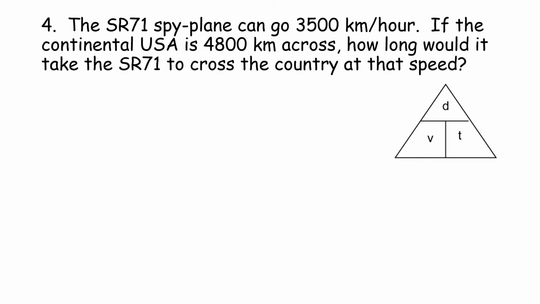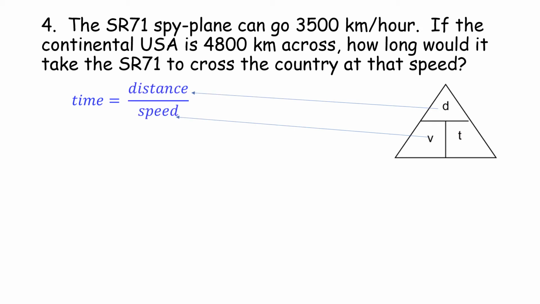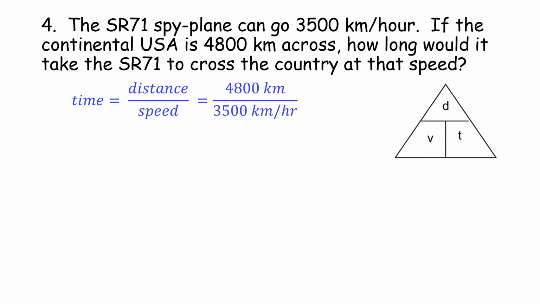The SR-71 spy plane, which incidentally still holds the record for fastest airplane, can go 3,500 kilometers per hour. If the continental USA is 4,800 kilometers across, how long would it take the SR-71 to cross the country at that speed? So anytime we're saying how long, then that is a time. That leaves the d over the v, so that's distance over speed. We don't have to worry about direction because this is speed and distance, not displacement and velocity.